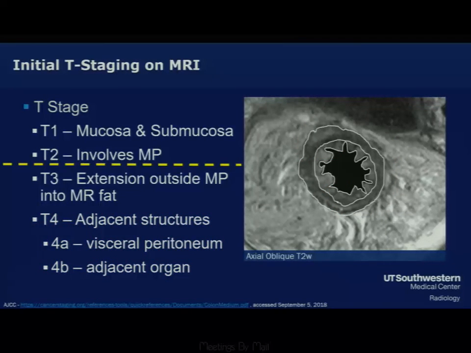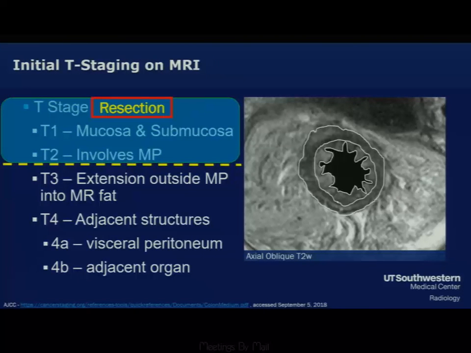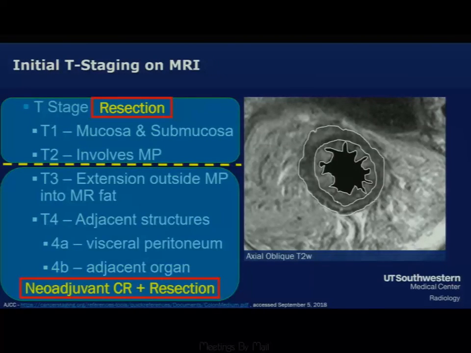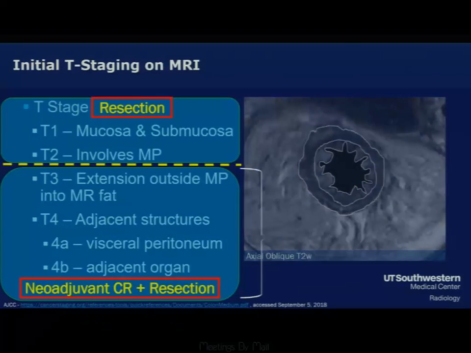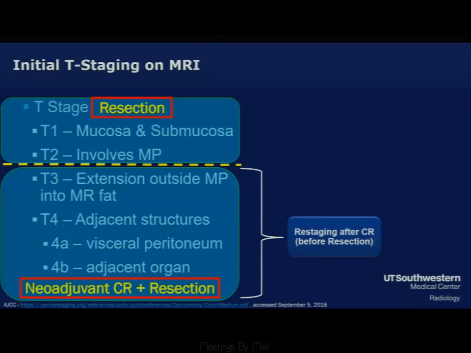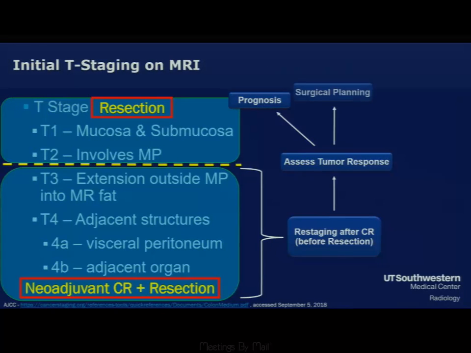So this is kind of where we draw the line, the T2 versus T3. T2 and T1 tumors go straight to resection, while most T3 and above get chemoradiation prior to resection. And then these are the locally advanced cancers that get restaged with MRI after chemoradiation to assess for tumor response. And this gives us information about prognosis, surgical planning, and in some cases can also result in non-operative management. So let's talk about that briefly.